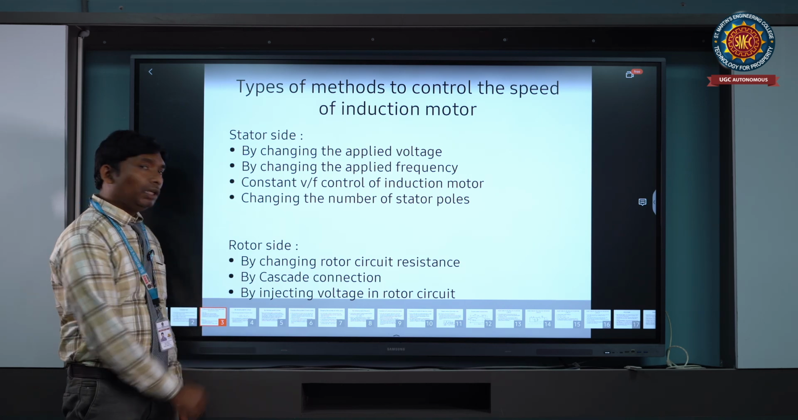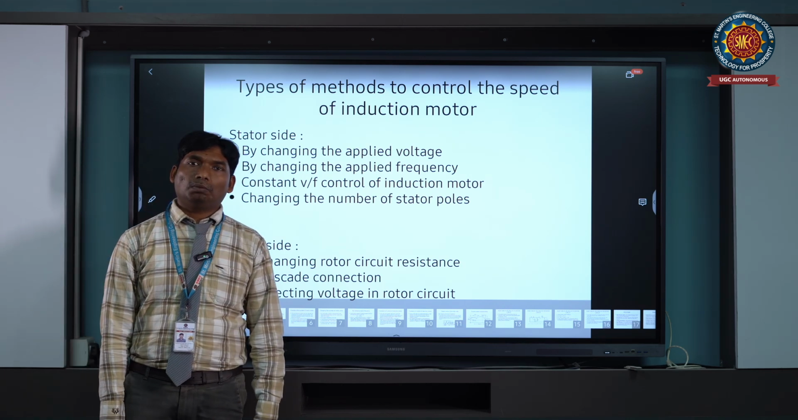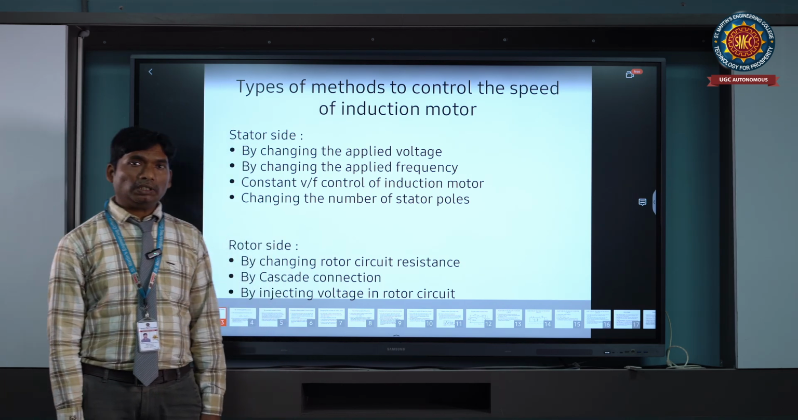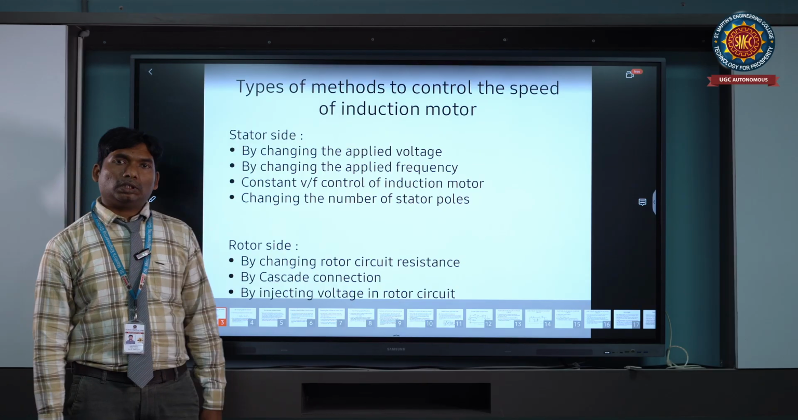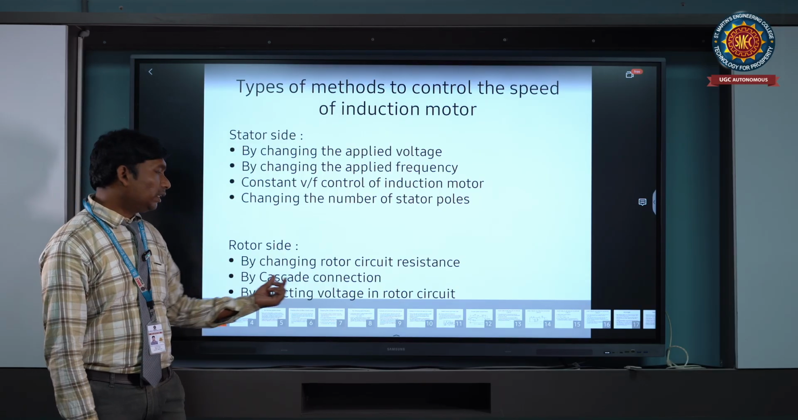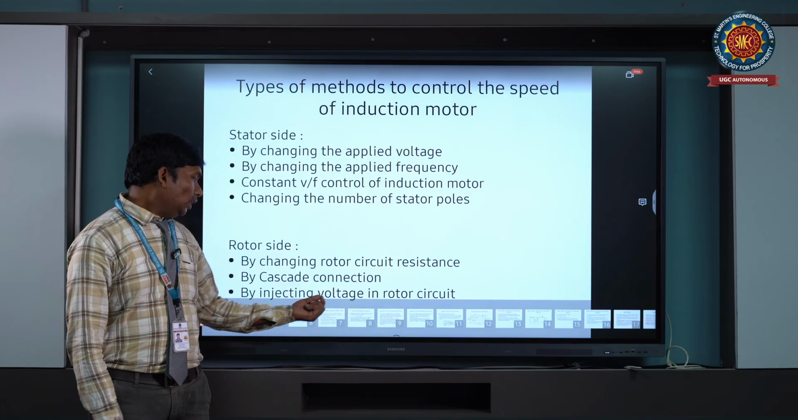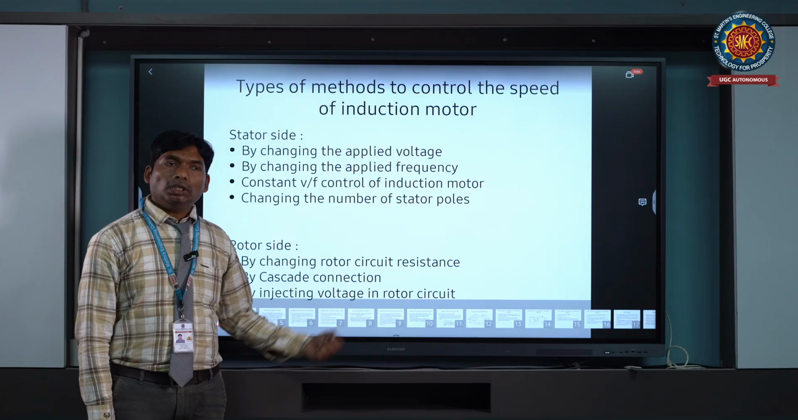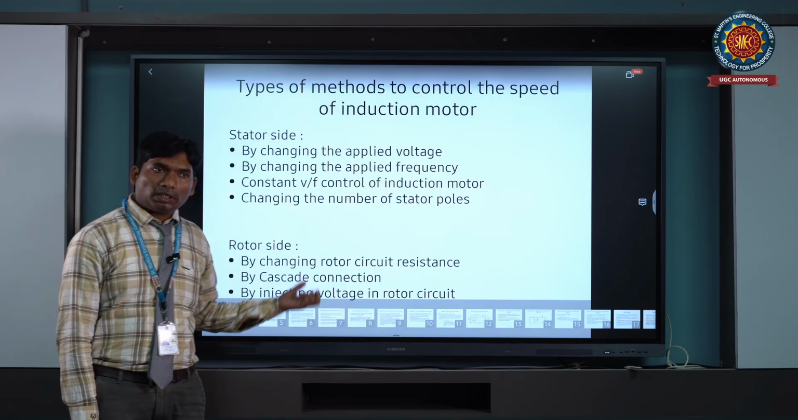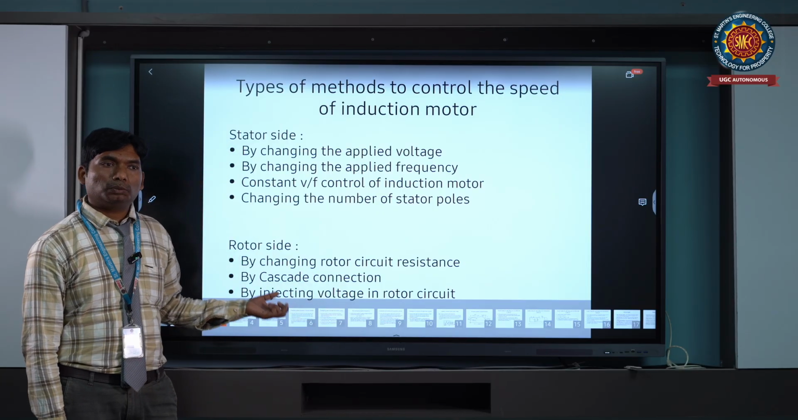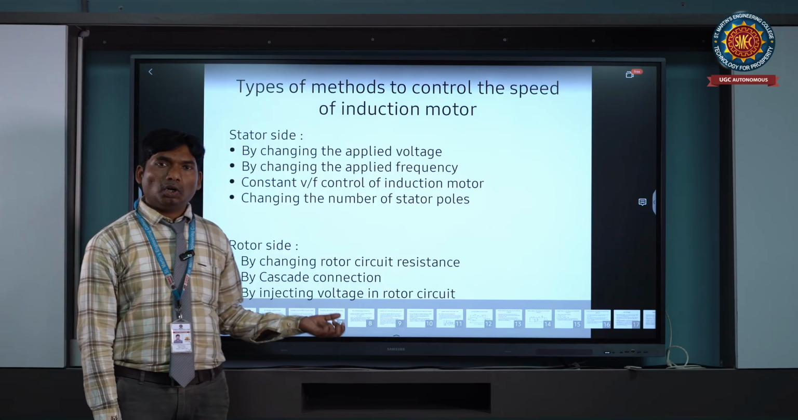From the rotor side, we can control the speed of the induction motor in three ways. One is by changing the rotor circuit resistance. Next one is by cascade connection. Third one is by injecting voltage into the rotor circuit. These are the methods to control the speed of the induction motor from the rotor side.